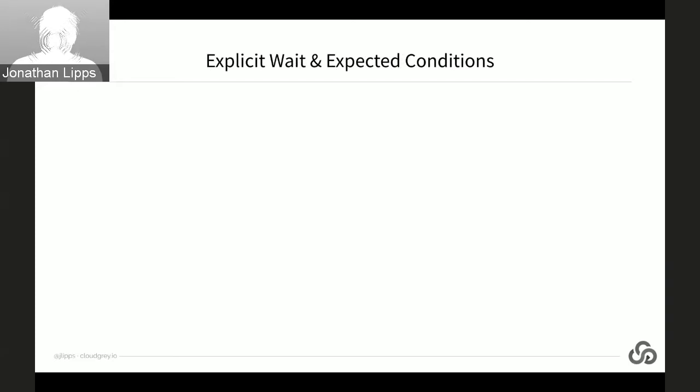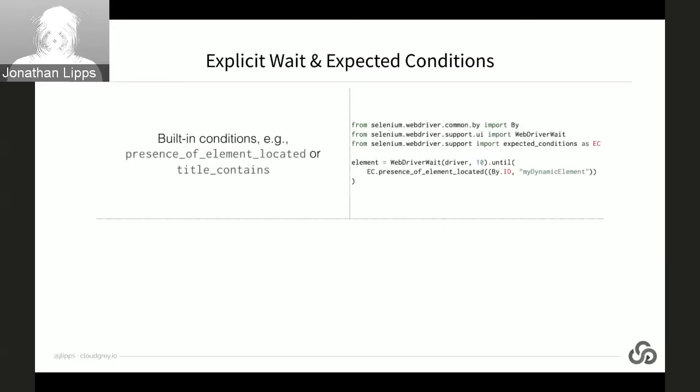So let's look at the kind of conditions that you can use. This is an example where we're trying to find an element called myDynamicElement by ID. But the code here is using something called an expected condition, presence of element located, which is this built-in expected condition that we can import from the Selenium library. And we put that into an until method on the WebDriver wait object. That means that basically our client will continue trying to find this element for up to 10 seconds. This is probably the preferred way to try and find elements in general.